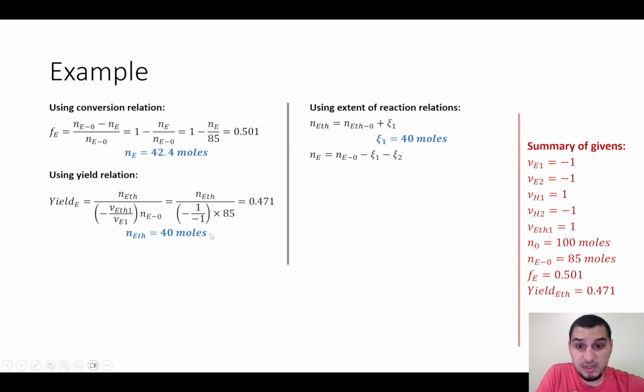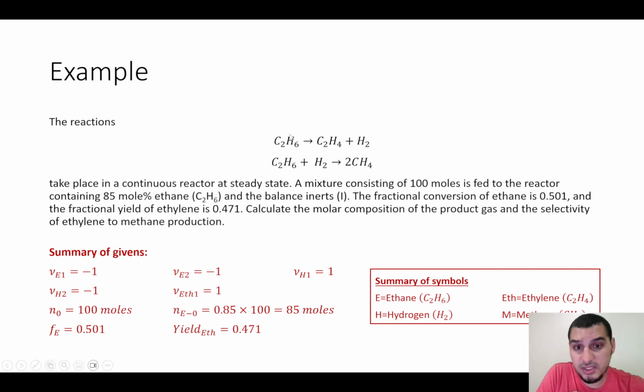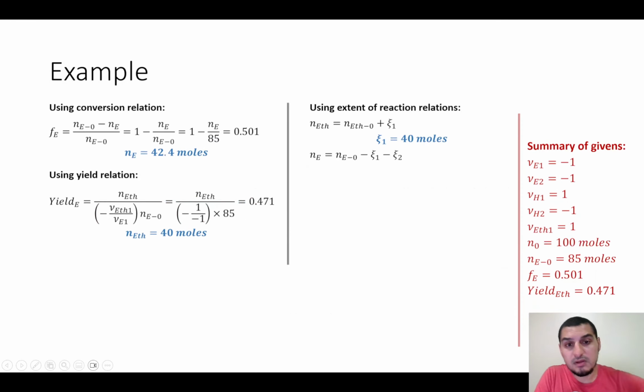Now we can use the second piece of information here for ethane. Ethane is present in the two reactions. It's -1 here and -1 here. So we can write the equation: the number of moles of ethane in the product equals the number of moles of ethane in the feed minus Xy1 minus Xy2. I know the number of moles of ethane in the product, which is 42.4, and in the feed I know it is 85, and we know Xy1 is 40, so we can calculate Xy2, which is 2.6 moles.